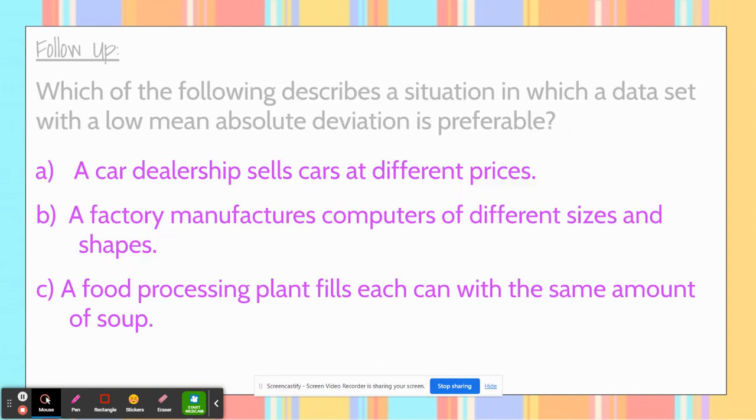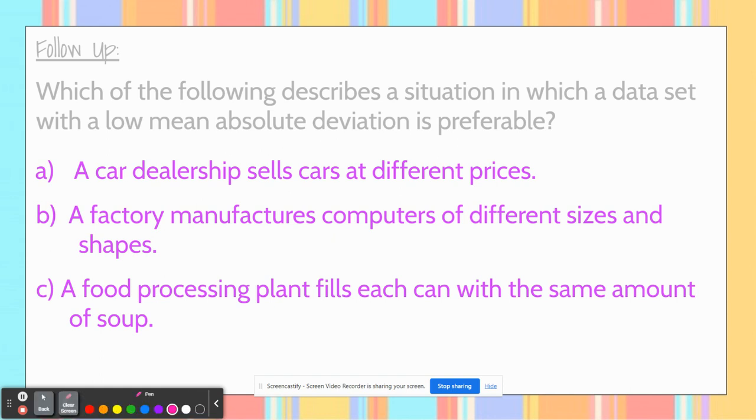Okay, and then last. Which of the following describes a situation in which the data set with a low mean absolute deviation is preferred? So, when do you want to have a small range of numbers? A, at a car dealership, cars sell at different prices. B, a factory manufactures computers of different sizes and shapes. C, a food processing plant fills each can with the same amount of soup.